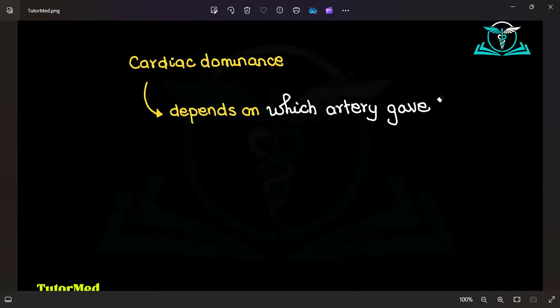Do you see that? It means that it's not always that the right coronary artery ends in the PDA. Sometimes it comes from the circumflex artery. Do you see what I'm saying? Which artery gave rise to the PDA? The PDA is a very important artery, apart from the fact that when it is blocked, you can have an inferior MI.